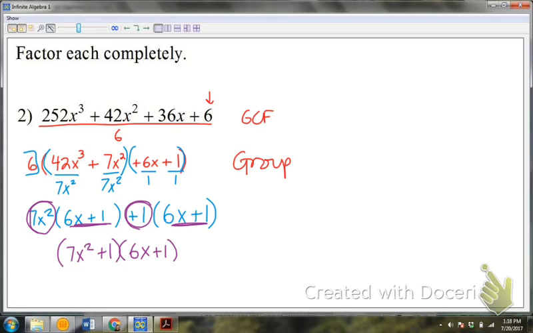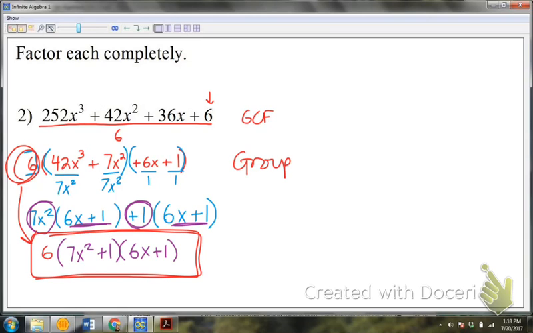Is this problem finished? No, because we still have 6. Oh, good eyes. We forgot about this 6 that we pulled out from the very beginning. It has to be brought down, just hanging out there out front. This is your final answer. Okay, questions on that, Lexi? You could put 6x plus 1 first and then 7x squared plus 1. It's the same thing.